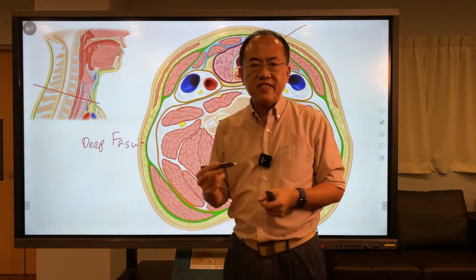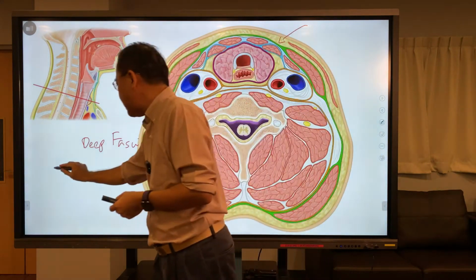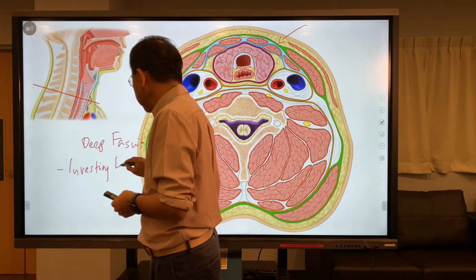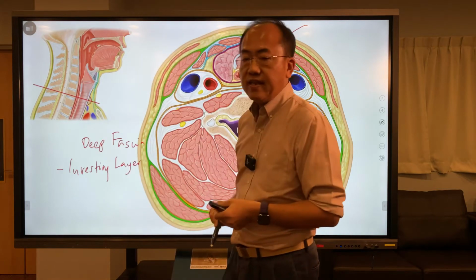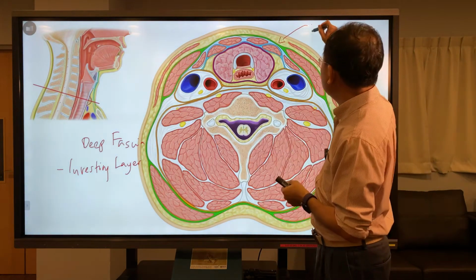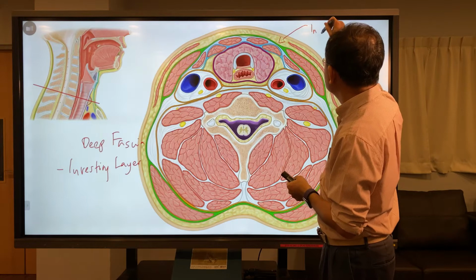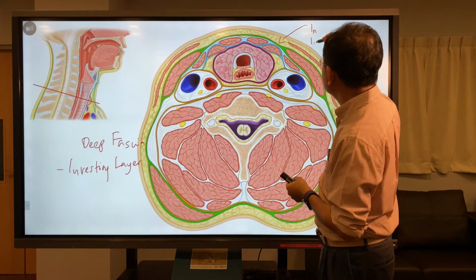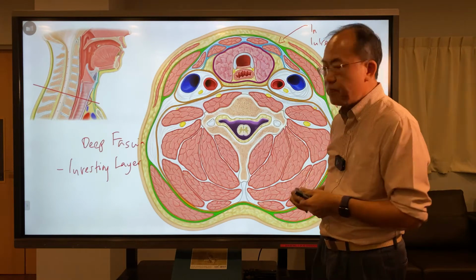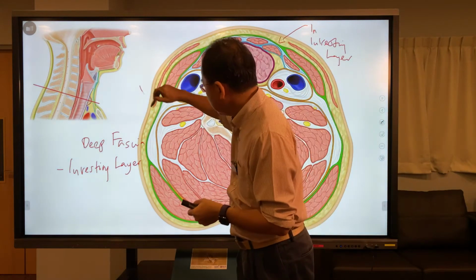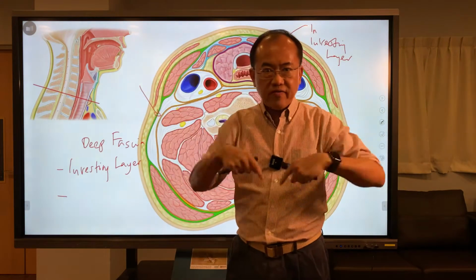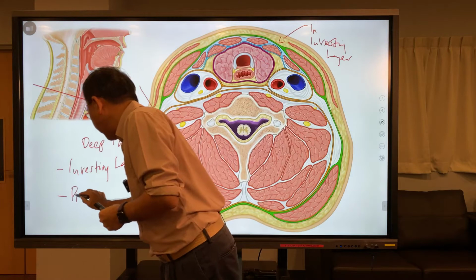Or we call it deep cervical fascia, right? The first one is the investing layer. Investing layer of the deep cervical fascia, that is the one in green. Okay, investing layer. Okay, and then the second layer, the one in gold color, because they surround the vertebra, we call it the prevertebral fascia.